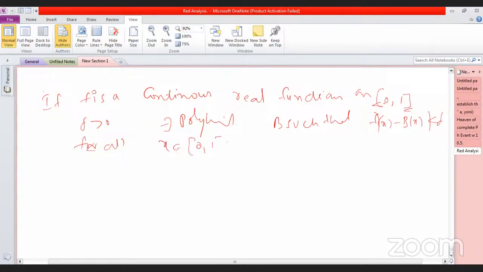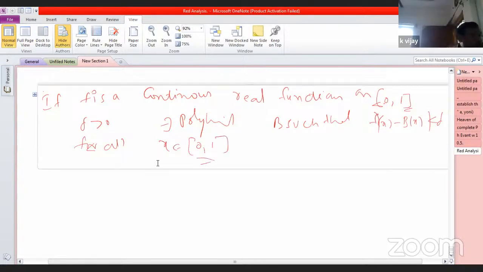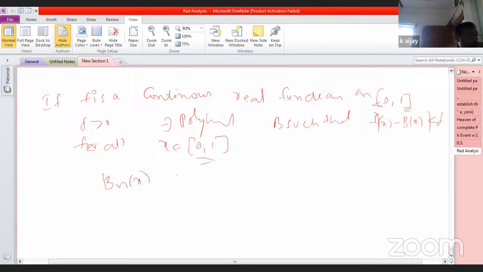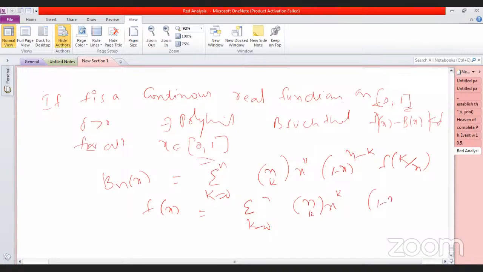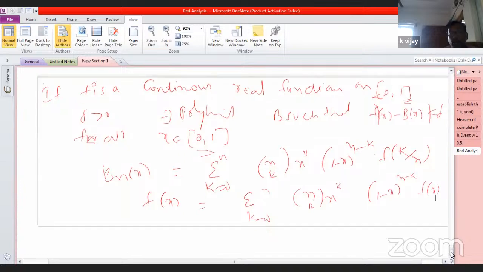All comes to 0, 1. So if f of x is a continuous function, and for positive integers n, define the polynomial bn, called the Bernstein polynomial, associated by bn of x equal to, already I told the formula, summation k is equal to 0 to n of n choose k, x power k, 1 minus x power n minus k, f of k by n. This is called the Bernstein polynomial formula. Then another one, the first equation I told, summation of k is equal to 0 to n of n choose k x power k, minus, these two formulas. So for all x belongs to 0, 1 I am taking here.